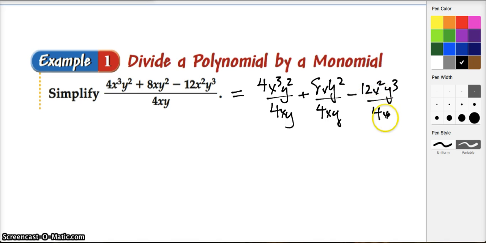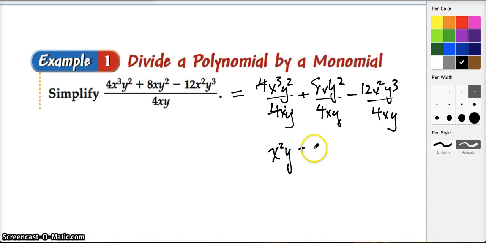Now it's a matter of simplifying these monomials. This monomial divided by this monomial, this divided by this, and this divided by this. 4 goes into itself 1 time. X goes into x to the third power. Well, you remember from your rules in section 5.1, x to the third power divided by x would leave us with x to the second, because 3 minus 1 is 2. Y to the second power over y to the first power would just be y.